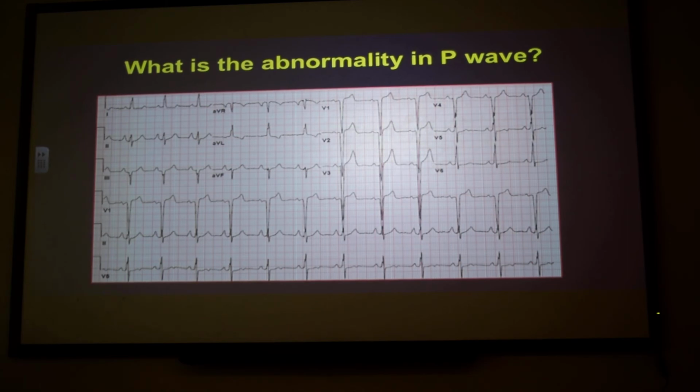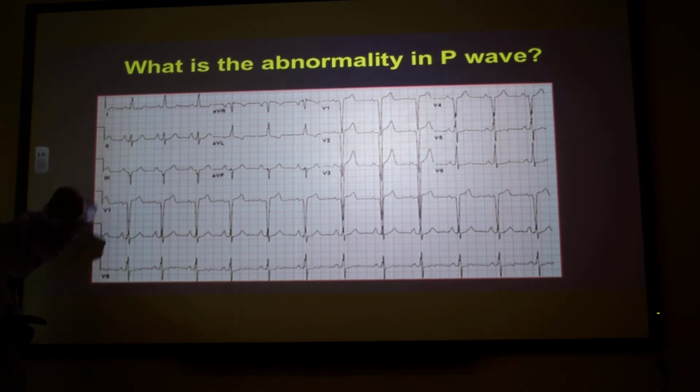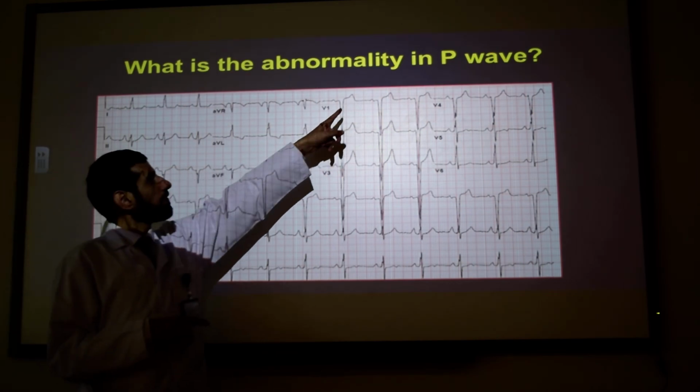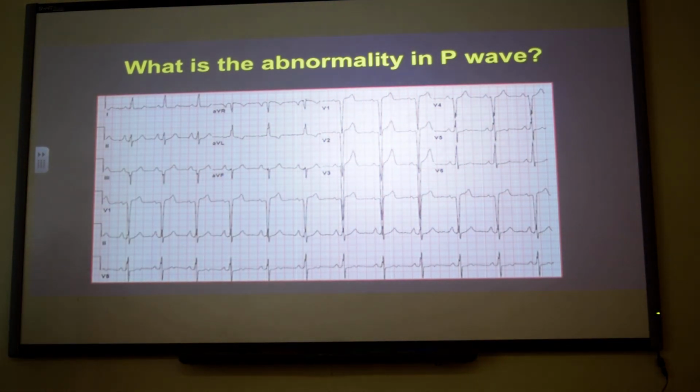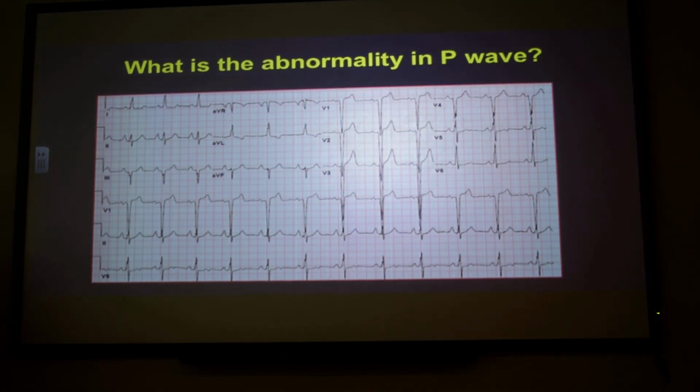If it is in lead 2 more than 2.5, like this case, and again here we'll add V1 or V2, normally it is 1.5 or less. So if P wave is more than 2.5 millimeters in lead 2 or 1.5 in V1 or V2, any one of them, there is right atrial enlargement or hypertrophy.